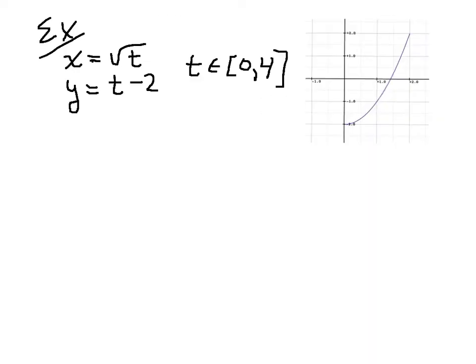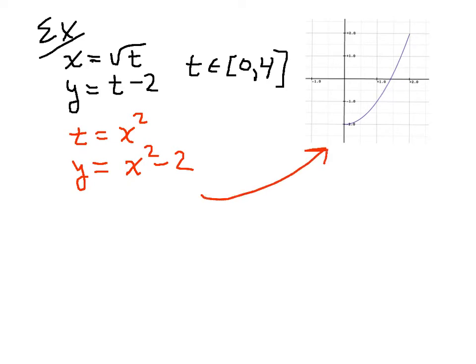And here's another example. So here we have x being the square root of t, y being t minus 2, and we're letting t range from 0 to 4, and it looks like we're getting a parabola. And it's pretty easy to see how we could manipulate this. If x is equal to the square root of t, that means t is equal to x squared. So actually y is equal to x squared minus 2, and that's exactly the way this graph over here looks. So graphing is not a big deal, something we've done before.